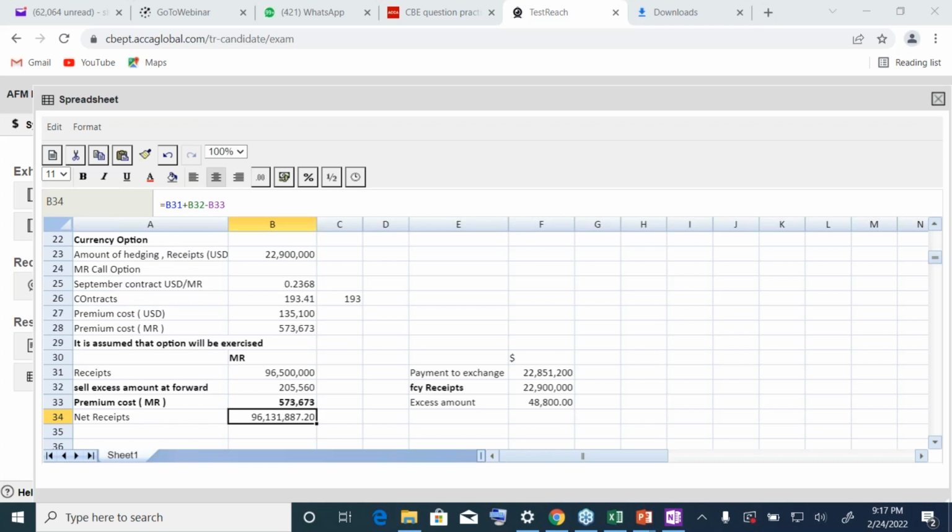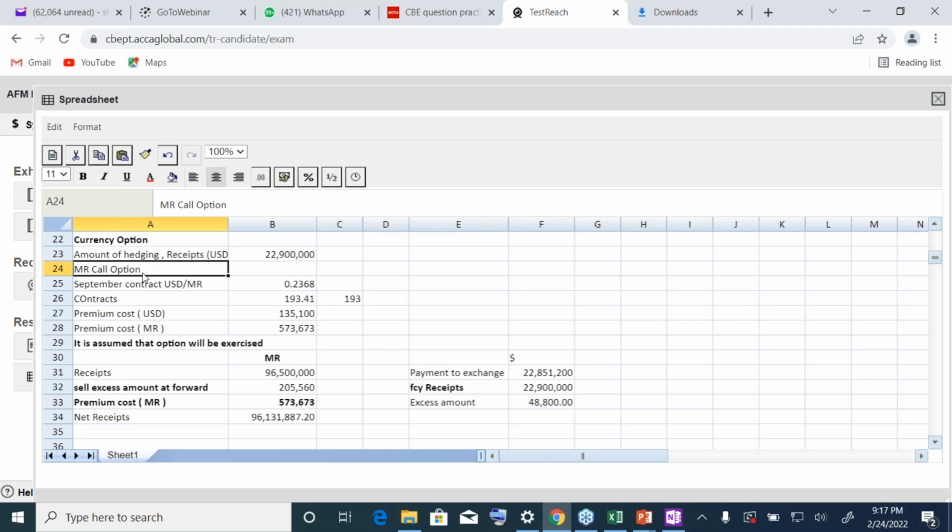96.5 million. Let's move to the question again, guys. Whenever you are solving a currency option question, whether it is an old question, new question, average question, or difficult question, in currency options you will always assume that the option will be exercised. Write the home currency here and move to step number 2.